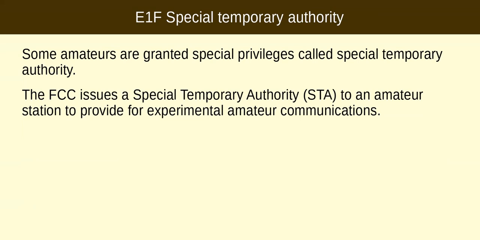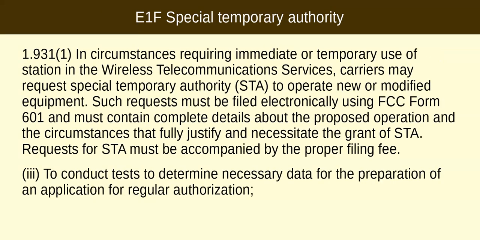Okay, special temporary authority. You can apply for permissions or special privileges to do experimental work in amateur radio. So you can get kind of a special dispensation from the FCC to operate on a specific frequency or some new mode, like you're trying to develop some new digital technique or something like that. That's all their wording about it. Basically to allow you to conduct tests necessary to determine data for the preparation of an application for a regular authorization. So in other words, you intend to develop some new digital mode like FT9 or something.